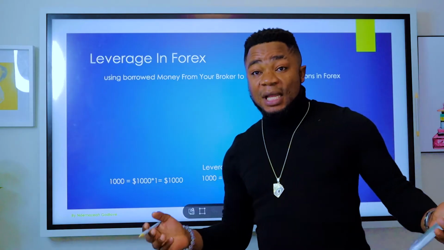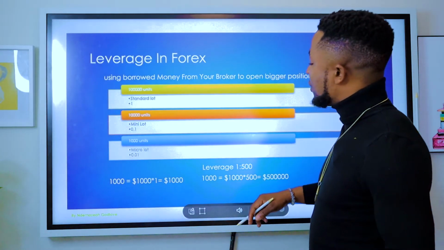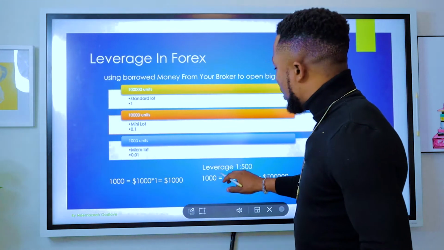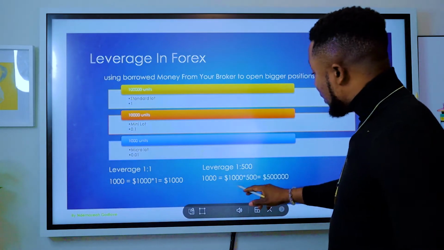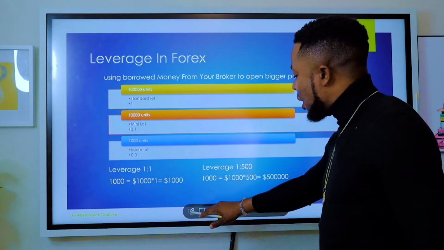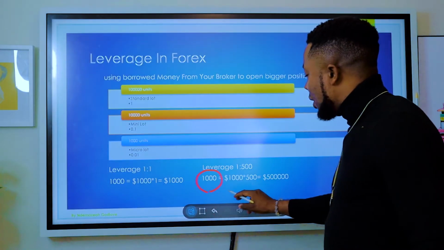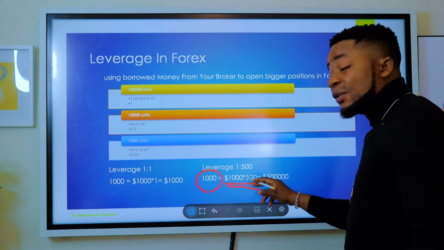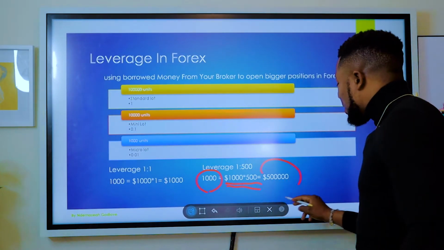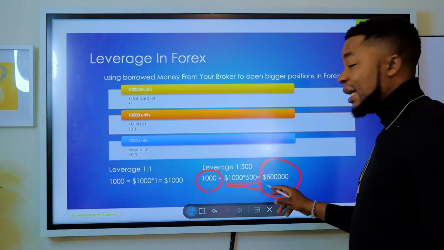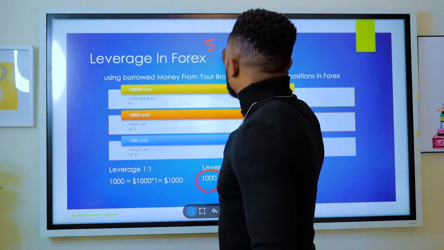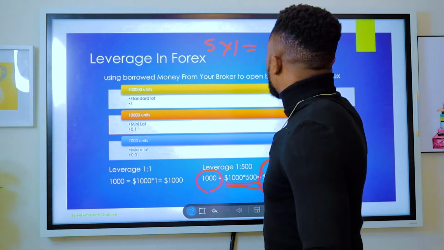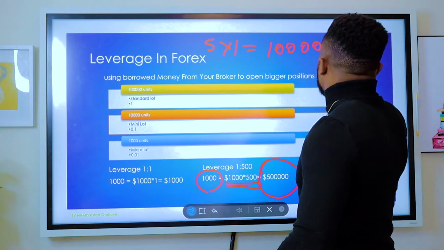So leverage, I've already explained leverage. With the power of leverage, if your broker is offering you a leverage of say 1:500, it means if you have $1,000 in your account, they'll multiply that $1,000 times 500. So you'll be trading like somebody who is having $500,000 in his or her account. So with that $500,000, you can open bigger positions. You can even use 5 standard lots, since one lot size is equal to 100,000 units of the base currency.